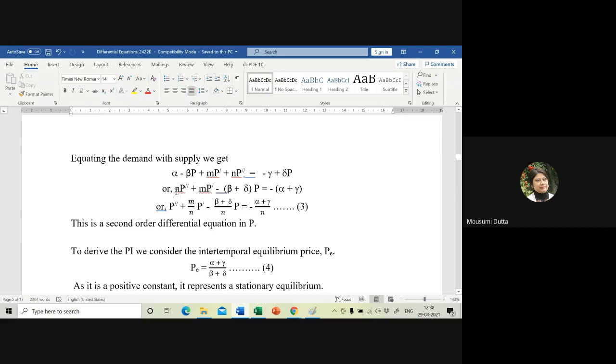Okay, we can divide both sides by n and we get this expression: P double prime plus (m by n) P prime minus ((beta plus delta) by n) P is equal to minus (alpha plus gamma) by n, which is equation number 3. And I hope everybody is understanding that, because of the presence of P double prime, this is a second order differential equation in P. Any question, any query regarding equation number 3?